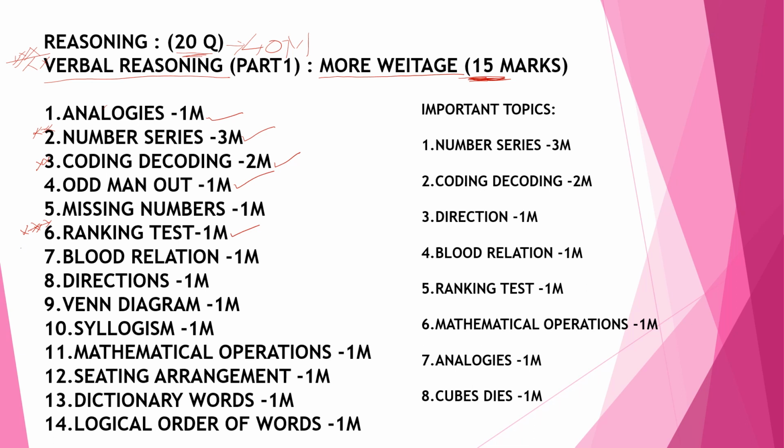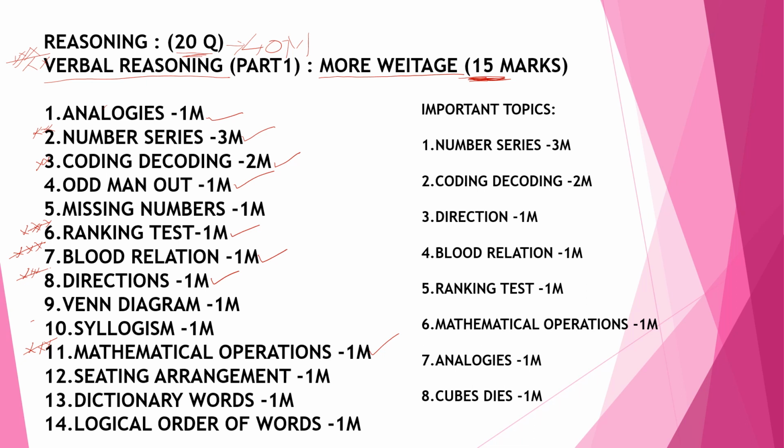Next, blood relation. This is also an important topic. A compulsory question will be there from blood relation. Next, directions, 1 mark. This is also an important topic. We can expect 1 mark. Venn diagrams, 1 mark. Syllogism, 1 mark. Next, mathematical operation. This is also an important topic. We can expect 1 mark from here.